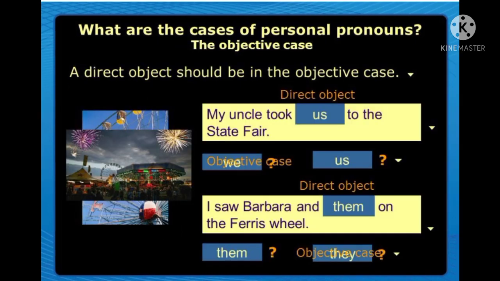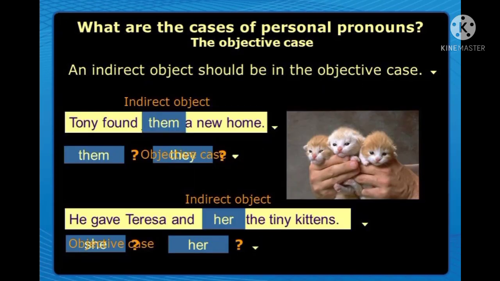Please try this to answer the sentences below. A direct object should be in the objective case. An indirect object should be in the objective case. Example: Tony found them a new home. Them is the indirect object. He gave Teresa and her the tiny kittens. So her is the indirect object.